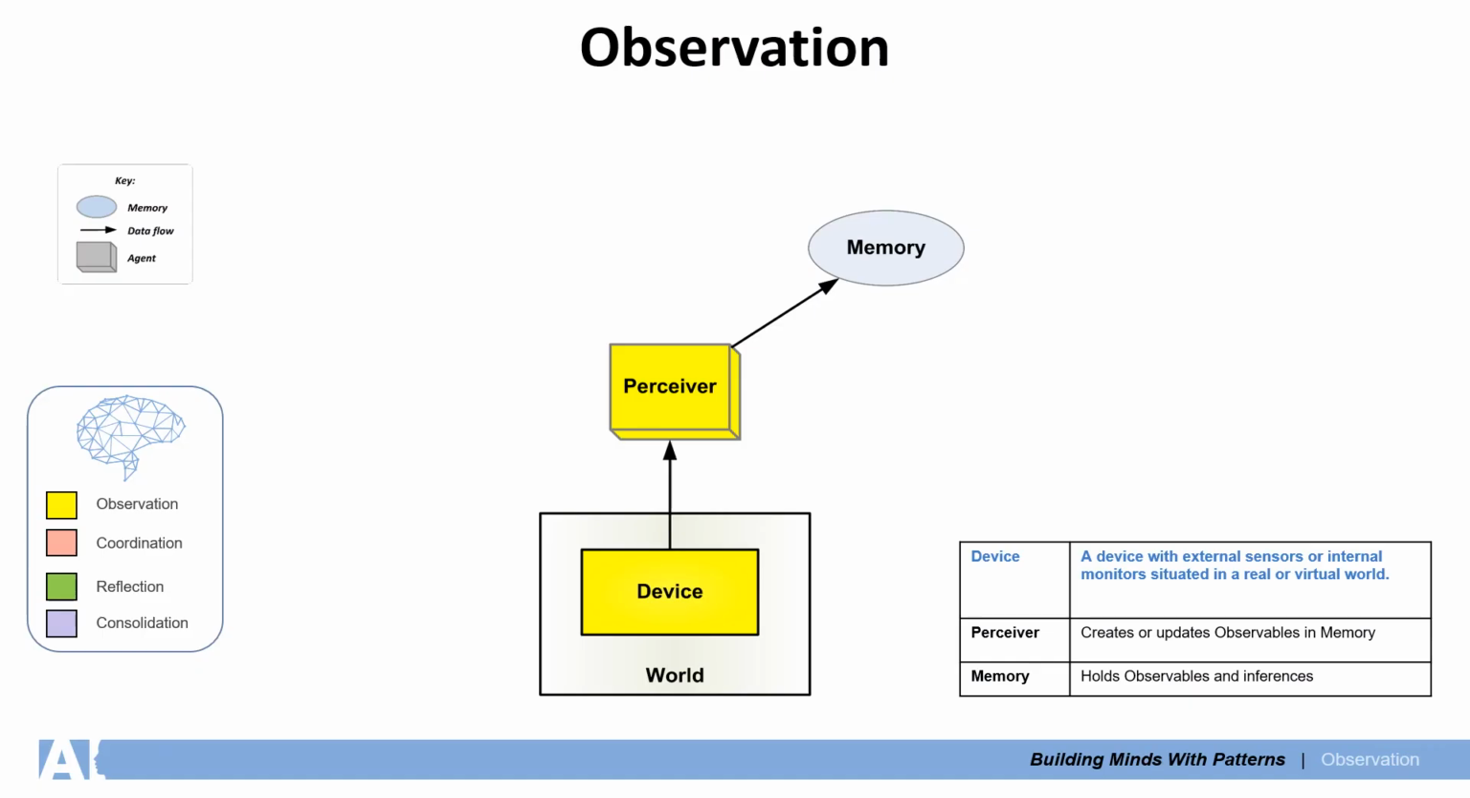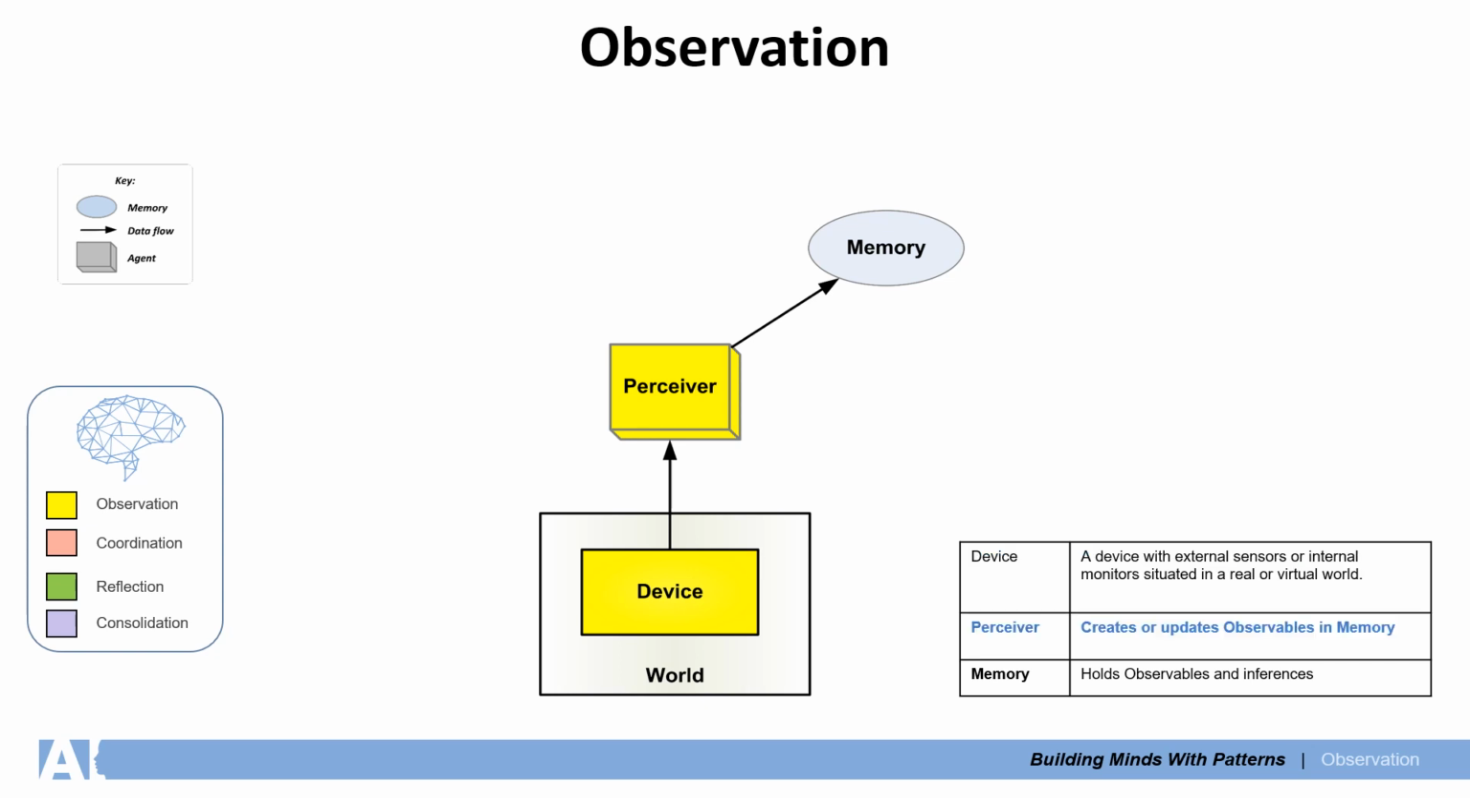In the observation pattern, observables are cached or persisted so that many components may act upon them. Sensory data sets, percepts and urges, collectively called observables, emanate from a device in the real world or in a virtual world.